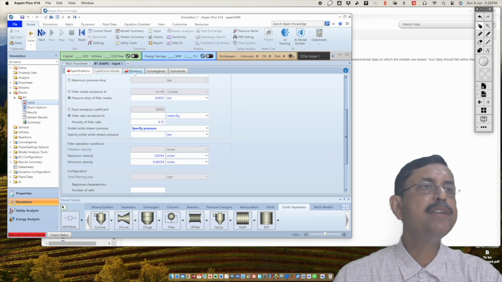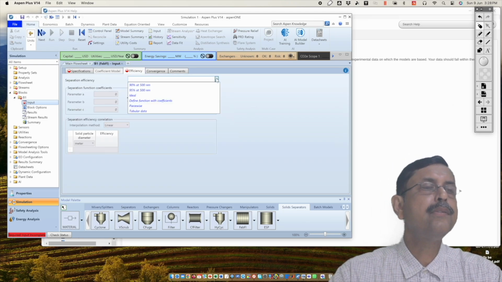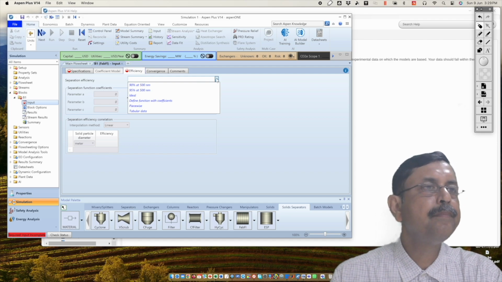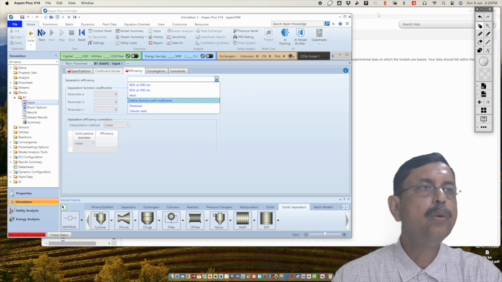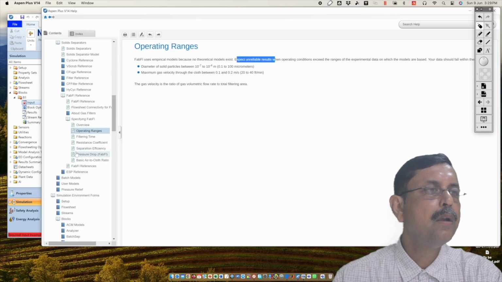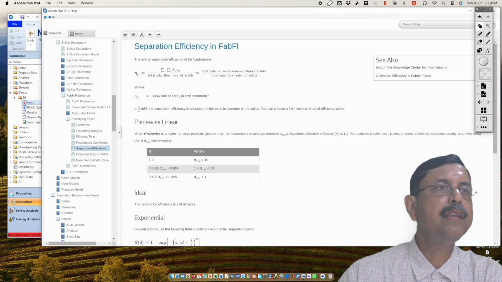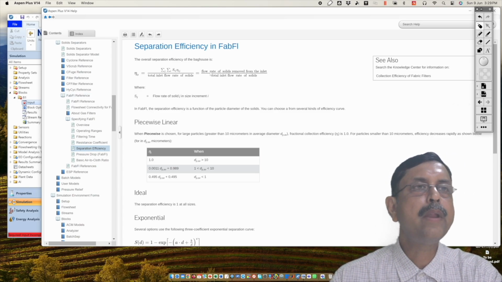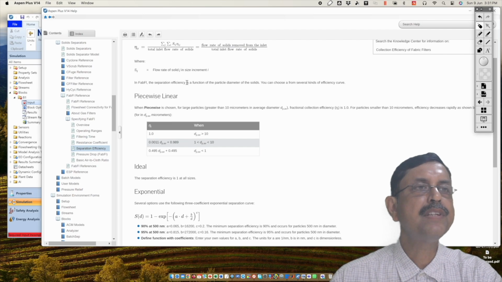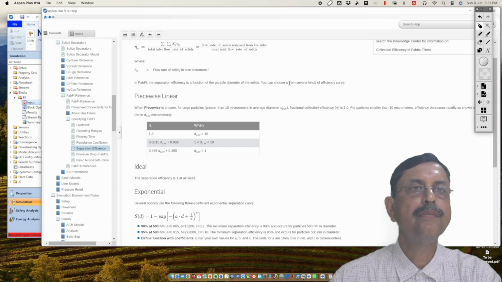Then comes the efficiency. Now for the efficiency also, various models are available. We will look into them one by one. So this is the separation efficiency. Overall, the separation efficiency is defined as the flow rate of the solids removed from the inlet divided by the total inlet flow rate of the solid. Now the separation efficiency is a function of particle diameter of the solid, and you can choose from several kinds of efficiency curve. First one is piecewise linear.